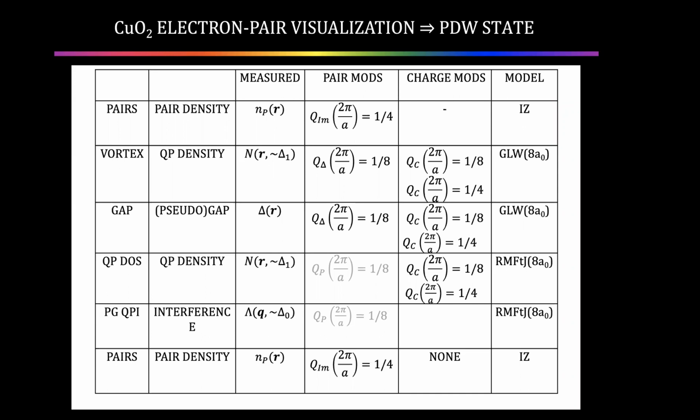So 2E pairing is producing this four-unit cell modulation. And 1E tunneling is producing the eight-unit cell modulation. And this eight-unit cell modulation is being produced whether or not the tip is superconducting. So it's difficult to understand how this situation can be, except maybe if Fujita's hypothesis is correct.